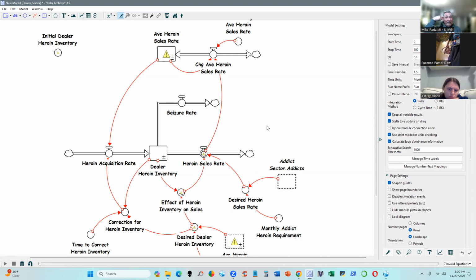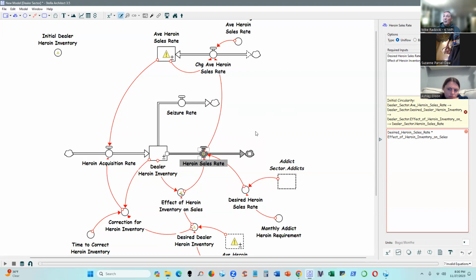So you have to think in equilibrium. In equilibrium, what should the heroin sales rate be? When this table function that's involved in the circularity is taken out of the equation, or its value is 1, it's not doing anything, it's dormant. What should the heroin sales rate be? The effect is 1. So if the effect is 1, then the heroin sales rate is equal to the equilibrium. It's in steady state, right? Yeah, but it's equal to what?